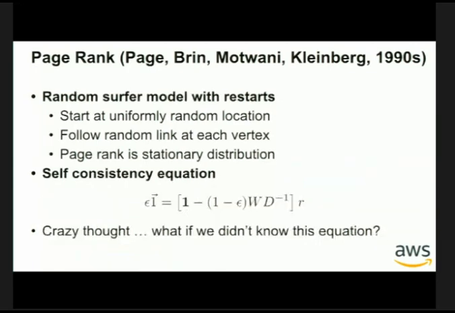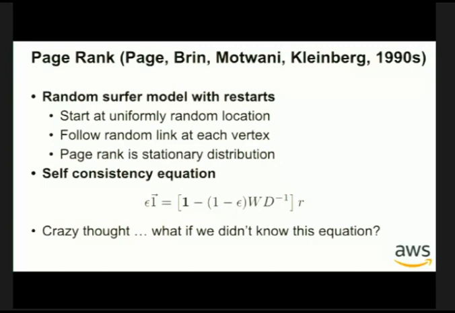And you can write this as a self-consistency equation. But here's the crazy thought: if we didn't know this equation, right? To some extent, Page, Brin, and Motwani, this was a very ingenious idea. And mind you, John Kleinberg had essentially the same idea with hubs and authorities, but he didn't get quite as rich. But if we didn't know this function, could we learn it?